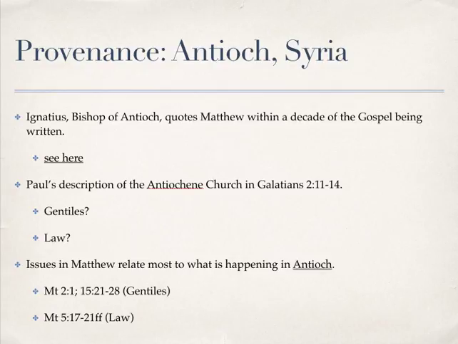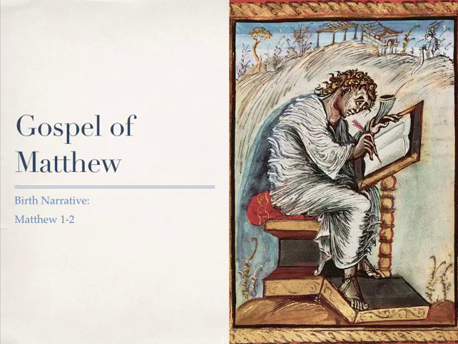So that's the context, that's the Roman context, that's the Jewish context, and that's the context within Antioch of Syria that produced the Gospel of Matthew. Now for the next few minutes, we're going to pay attention to actual passages from the Gospel of Matthew. And we'll look first at Matthew chapter 1 and 2, these birth narratives.